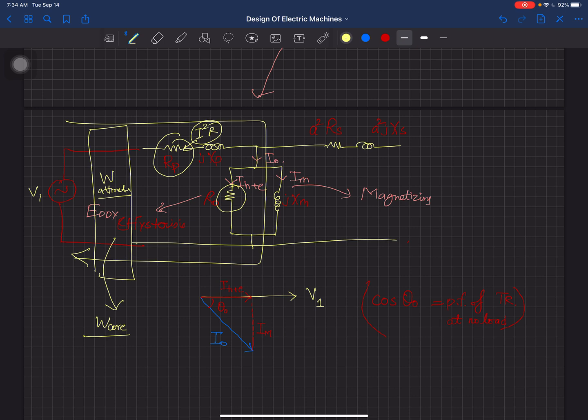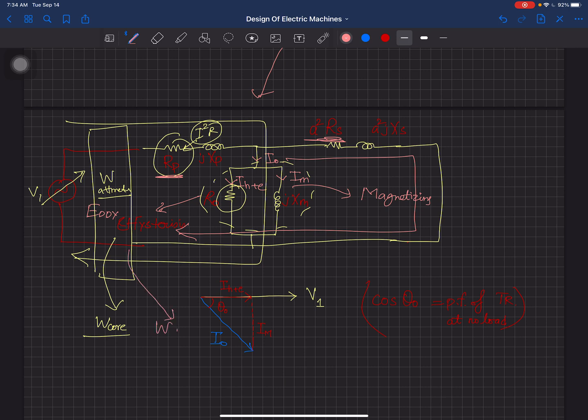Then in the second case, we effectively short circuit it, and this time we give a reduced voltage. This branch is a very large impedance, a very large resistance and a very large reactance, so the major current flow is going to come from here back to here. The only current that flows approximately is inside this RP and this a square RS. So this time the watt meter measures the copper losses.